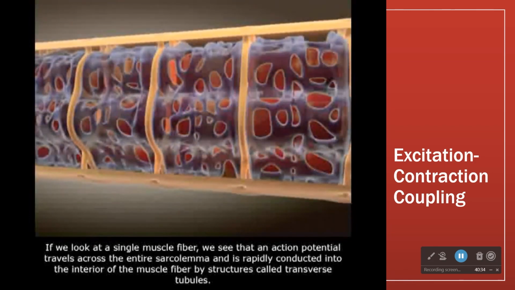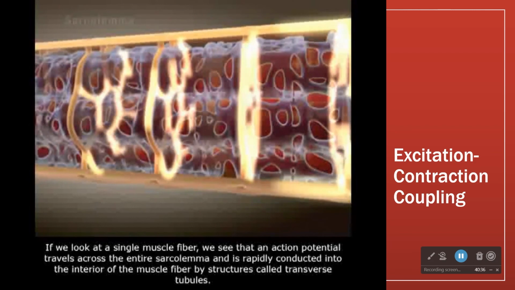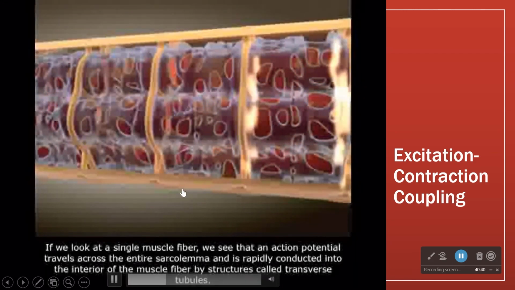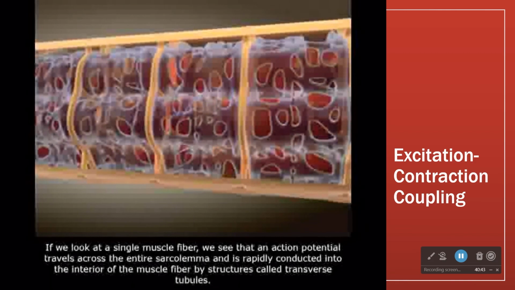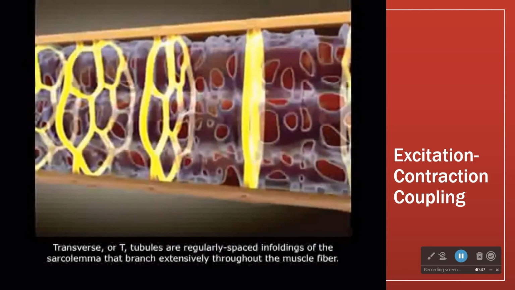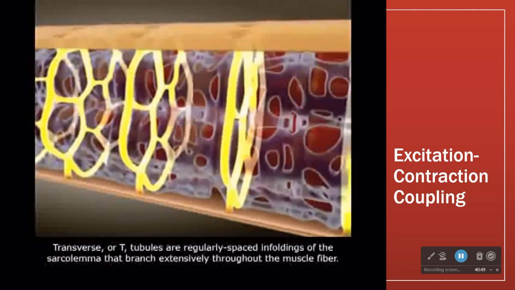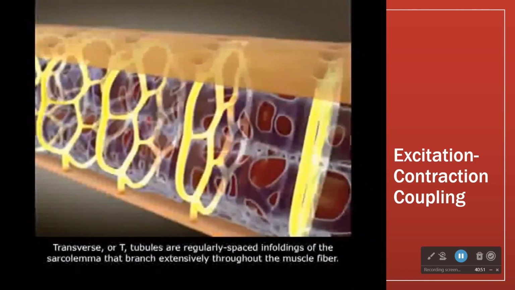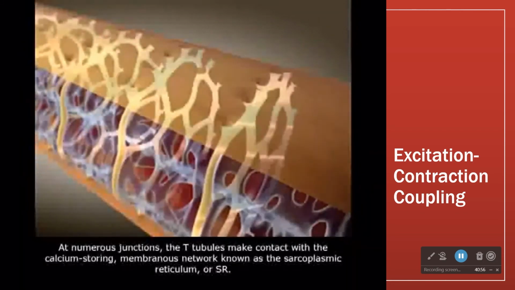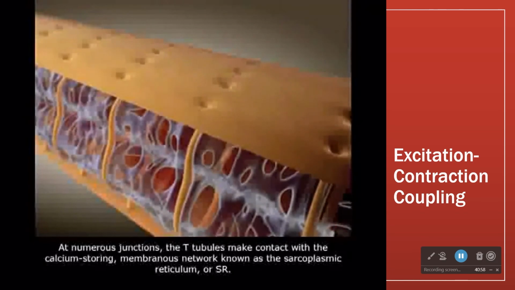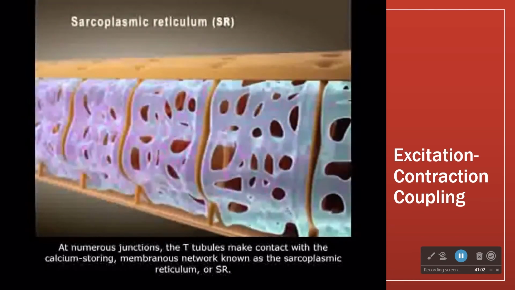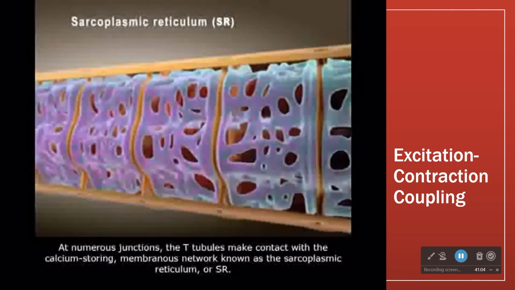we see that an action potential travels across the entire sarcolemma and is rapidly conducted into the interior of the muscle fiber by structures called transverse tubules. Transverse, or T-tubules, are regularly spaced enfoldings of the sarcolemma that branch extensively throughout the muscle fiber. At numerous junctions, the T-tubules make contact with the calcium-storing membranous network known as a sarcoplasmic reticulum, or SR.